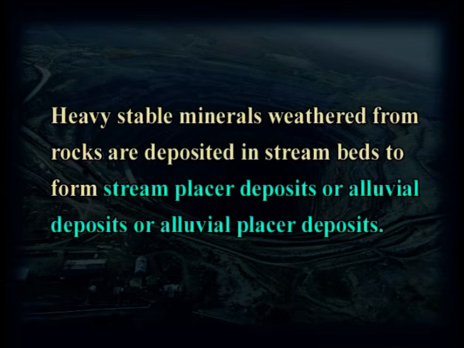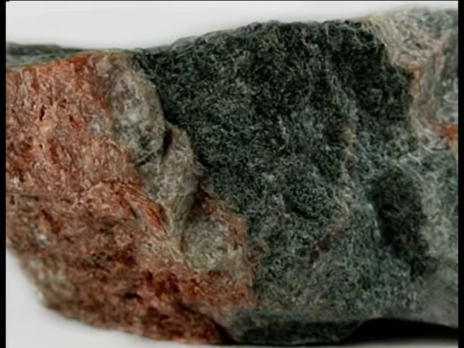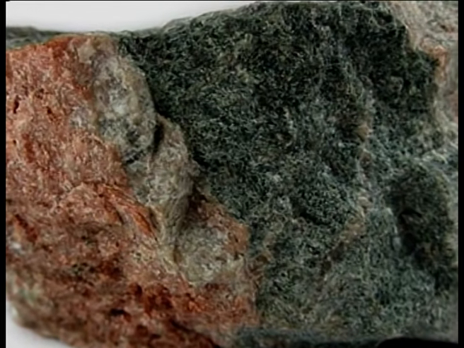Heavy stable minerals weathered from rocks are deposited in stream beds to form stream placer deposits, or alluvial deposits, or alluvial placer deposits. They may be carried away and accumulated on beaches to form beach placers, where the mechanical sorting action of water flow tends to layer them below the fine sand or gravel. Generally, only the heavier minerals will be sorted and left.